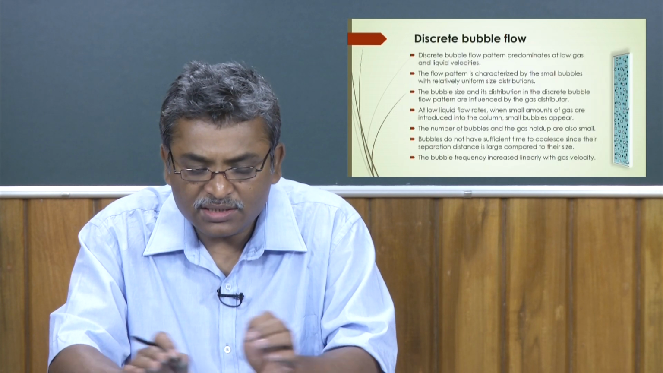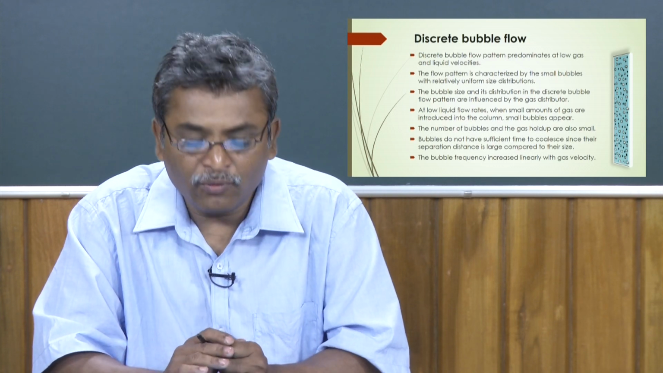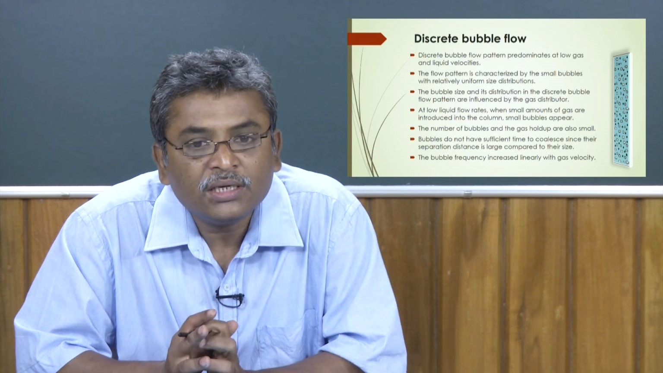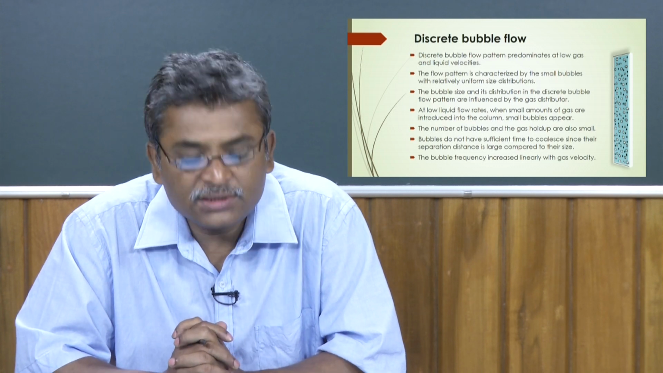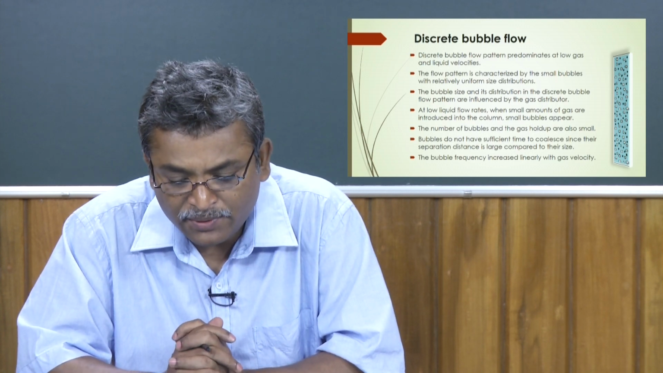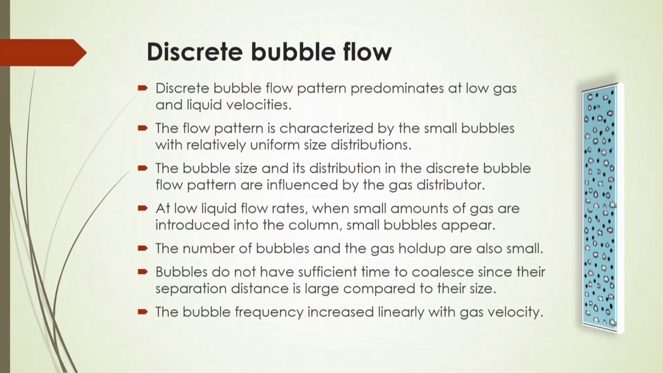Now, let us discuss the behavior of these different flow regimes. Now, discrete bubble flow, what is that? This discrete bubble flow pattern actually predominates at low gas and liquid velocities. The flow pattern is characterized by small bubbles with relatively uniform size distributions. The bubble size and its distribution in the discrete bubble flow pattern are influenced by the gas distributor.